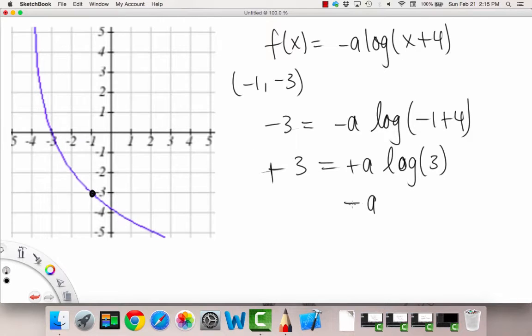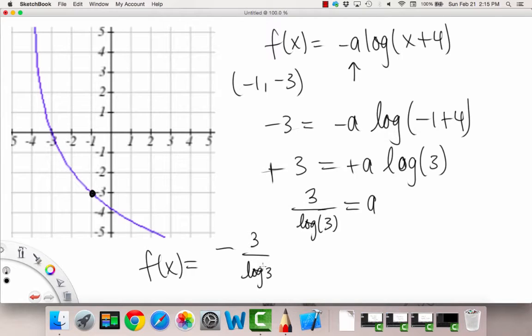Then we get that a is equal to, let's just divide by that log of 3. So we get that a is equal to 3 over log 3. Now we can just plug that into this part right there. So we get f of x is overall -3 over log 3 times log of x plus 4.